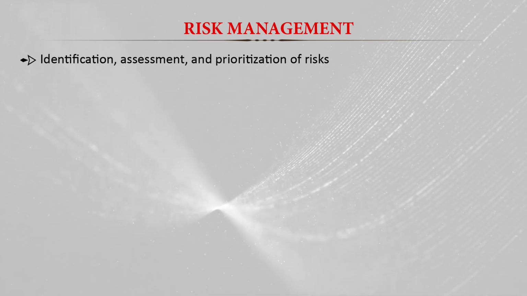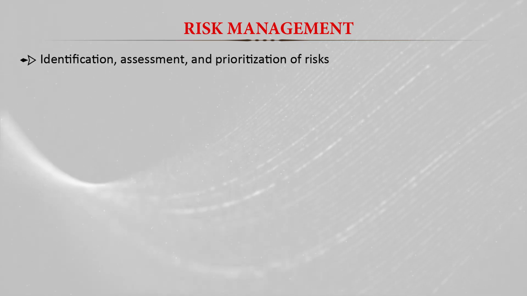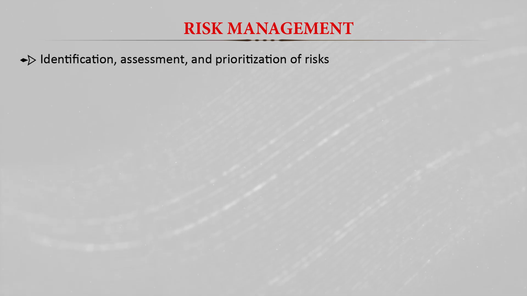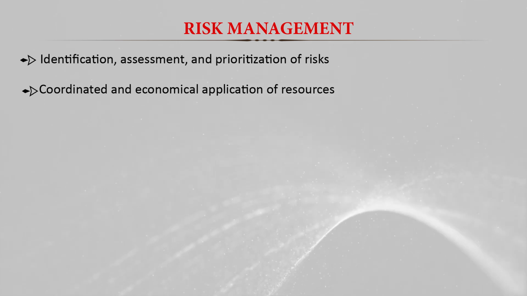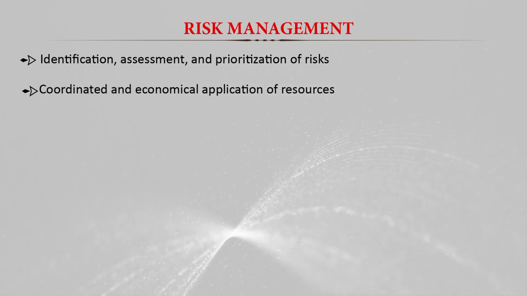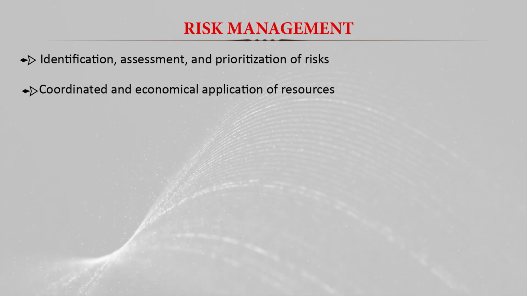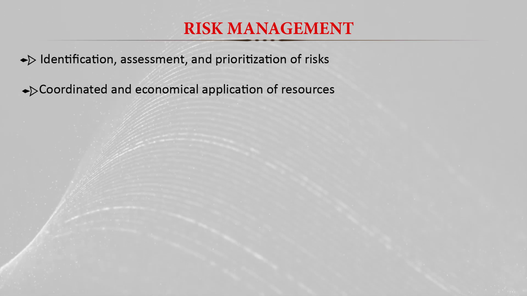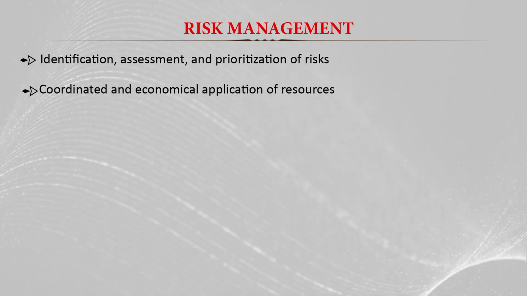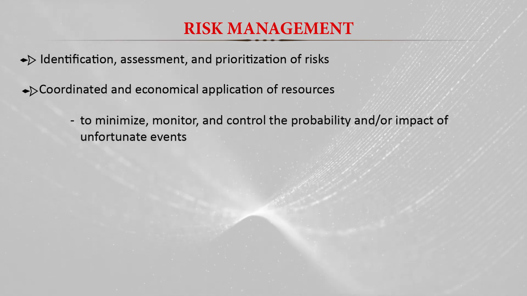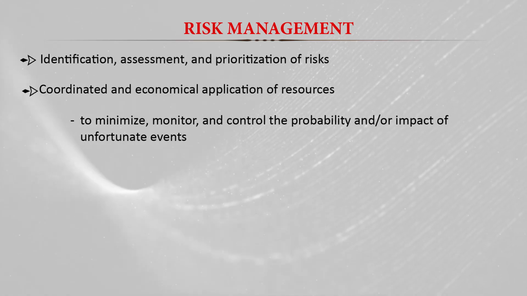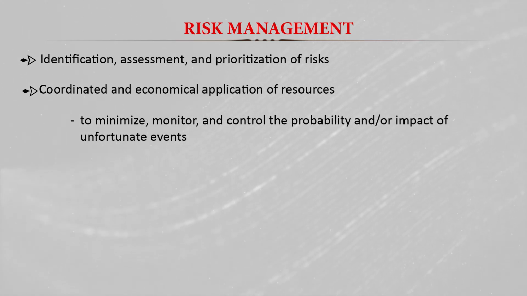And risk management is another aspect in project implementation. So identification of the risk, assessment of the risk and prioritization of risk is very important, and this is done by coordinated and economical application of the resources. So after identification of the risk or the priority of the risk, we allocate the resources to meet our objectives. So here the objective is to minimize the risk, and monitor and control the probability or impact of unfortunate events.